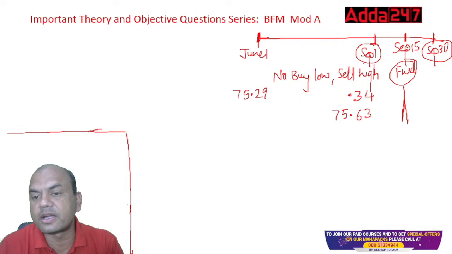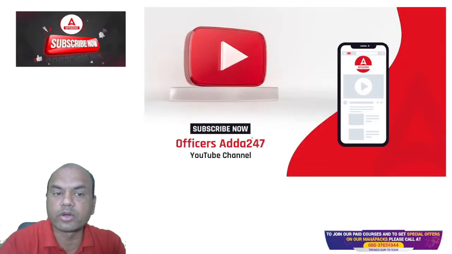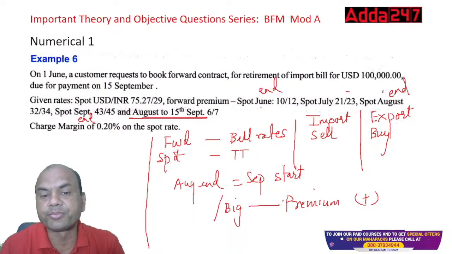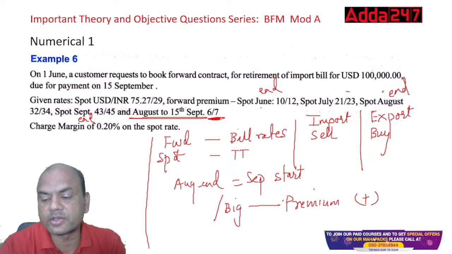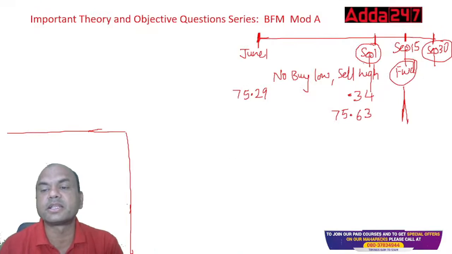I'm having this rate up to September 1. I'll take the forward points for September 15th now. What are the forward points given? 6 and 7. Okay, this one. So what will you take now, 6 or 7? Everyone type in the comment section.